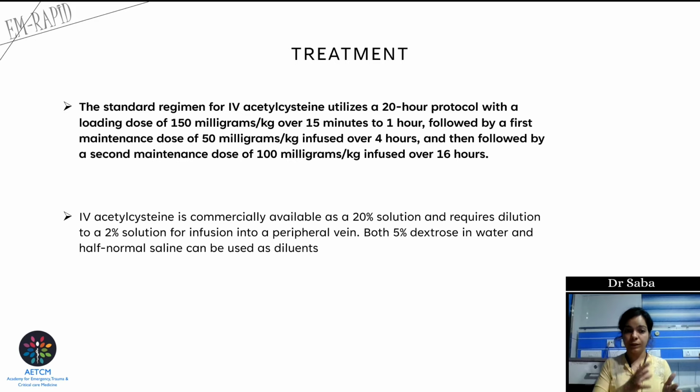we give a 150 milligram per kg loading dose, which is given over a span of 15 minutes to 1 hour, and that is followed by a first maintenance dose of 50 milligram per kg, which is infused over 4 hours, and then followed by a second maintenance dose of 100 milligram per kg, which is infused over 16 hours. So basically the 20-hour protocol is IV N-acetylcysteine administration, wherein 20 hours is broken into 3 different sets of hours.